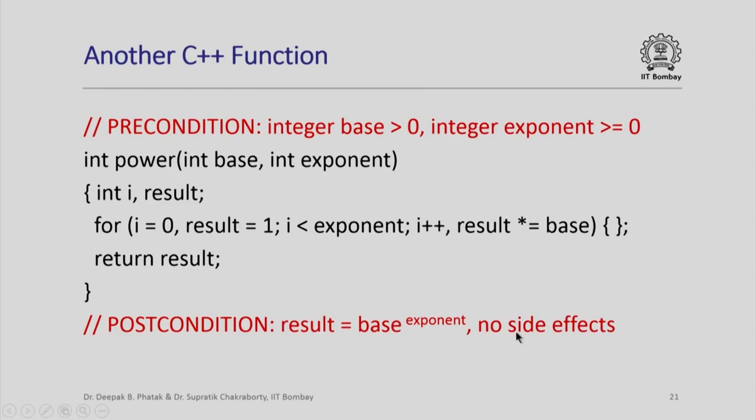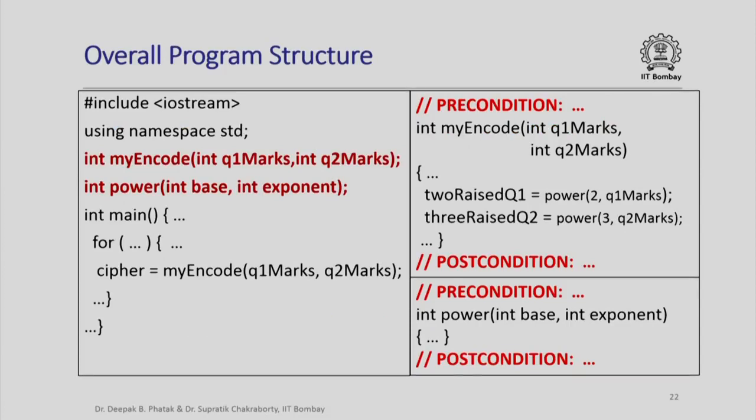So here is how the overall program structure might look. I have declared two functions that I want to use. I have declared what kind of arguments they take and what kind of values they return. Here is my main function, which calls the function myencode and provides two arguments to it. The function myencode has its own preconditions and postconditions, and it in turn invokes the function power and provides arguments to it. The function power has its own preconditions and postconditions, and it raises the base to the exponent and returns that value.